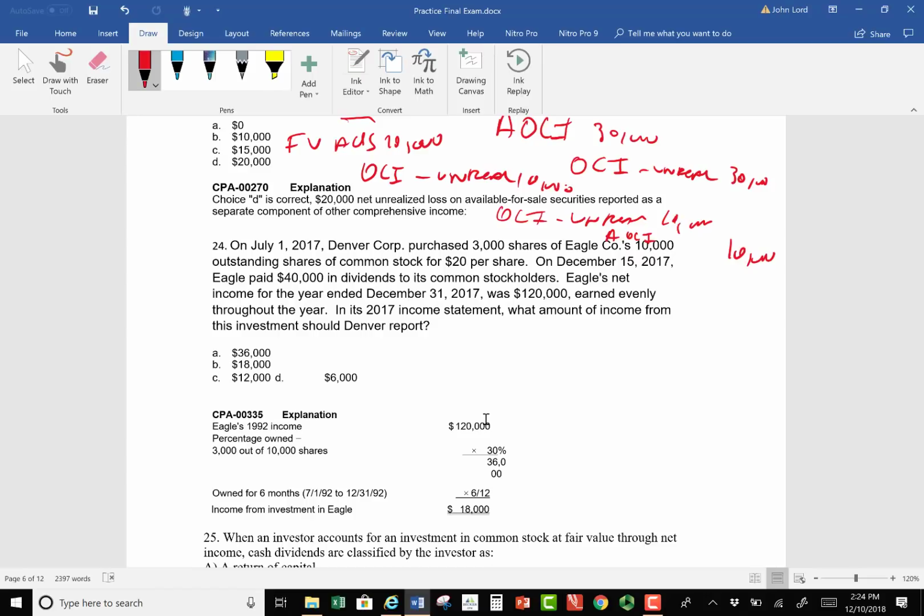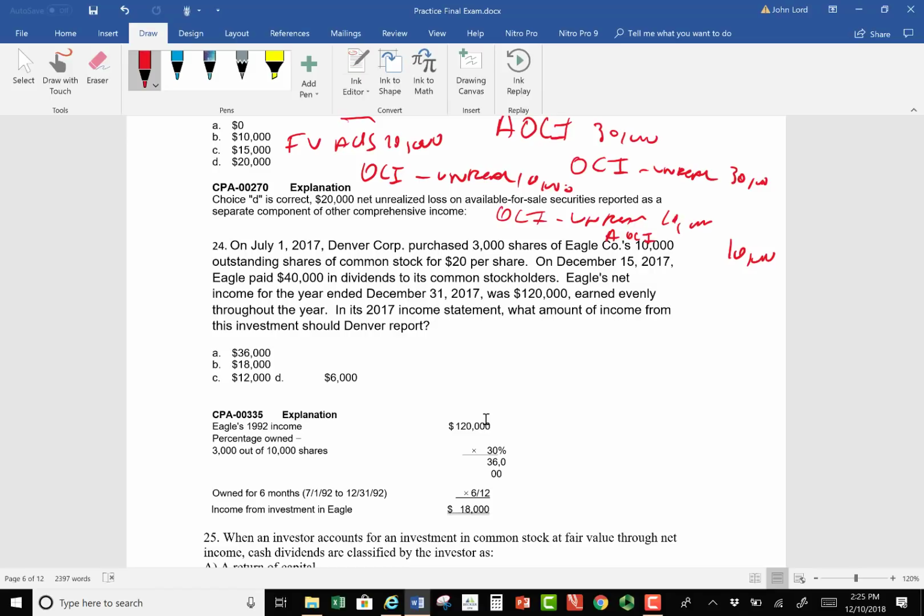And they say, what is the amount of income from the investment? Amount of income from the investment is whatever the investee's net income is times the investor's share of the stock, which in this example was what? 30%. 3,000 divided by the 10,000 shares gives me 30%. The only thing you have to be careful about is that the 36,000 is worded strangely. They bought the stock July 1st, so we only take half the year's income.